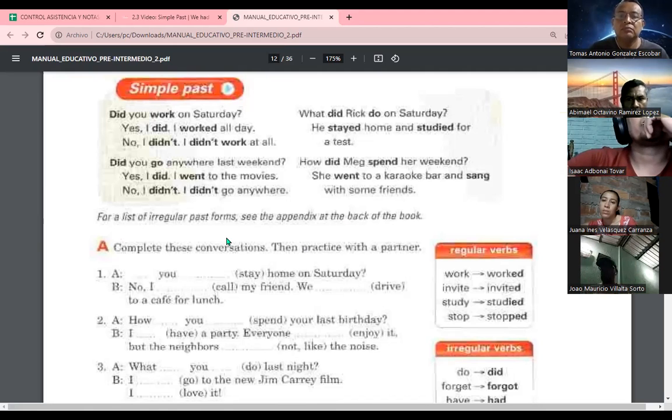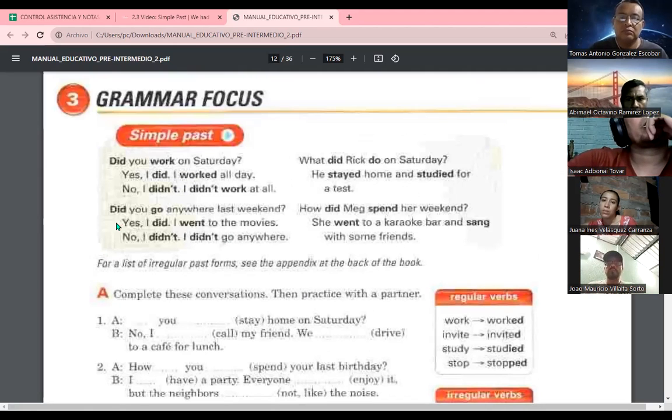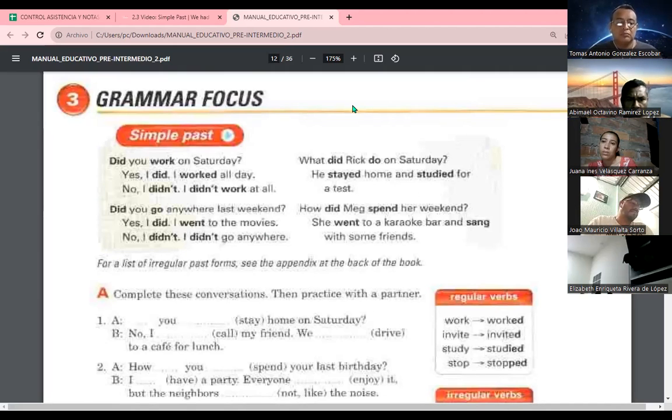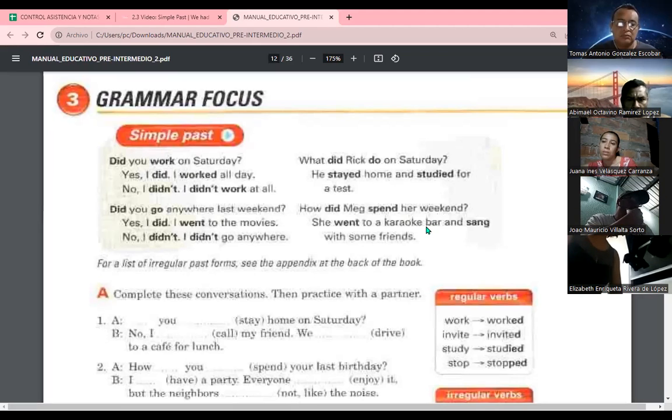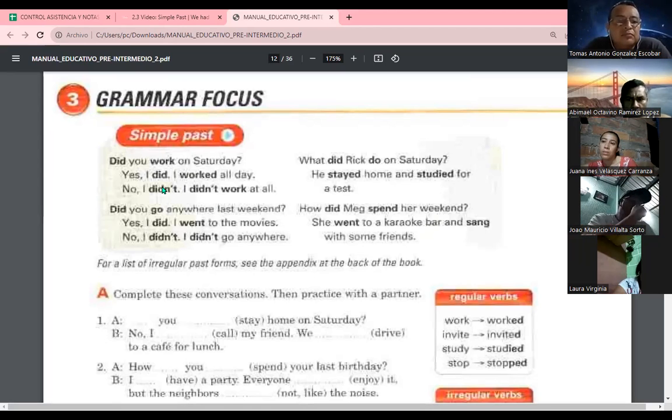Okay, let's see. We have to study a little bit of grammar facts. So that it says simple past. If you read it on this slide, on this box says, did you work on Saturday? Trabajaste, ¿verdad? ¿Cuándo? On Saturday, el sábado. ¿Y cómo respondo? Ok, ¿trabajaste el sábado? Yes, I did. No, I didn't, en negativo. No, no trabajé, ¿verdad? No, I didn't work all day.